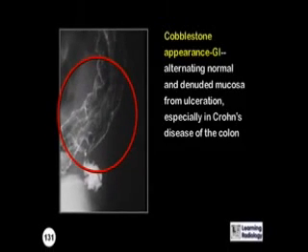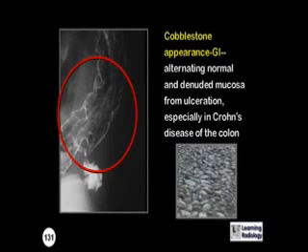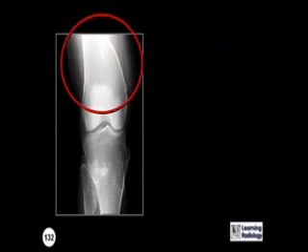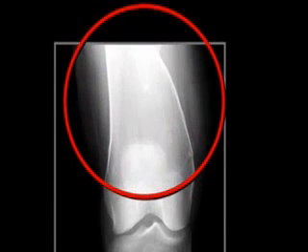This is the cobblestone appearance, which is alternating normal and denuded mucosa from ulceration, especially in Crohn's disease of the colon. Here's an example of a cobblestone street. What is the descriptive term given for this appearance?